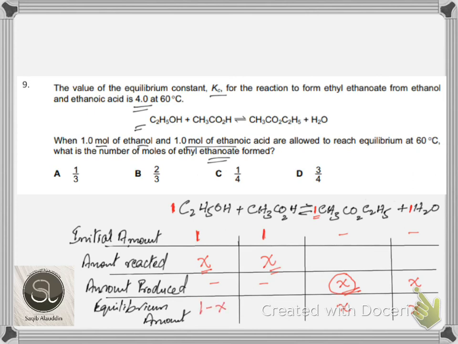So what is the amount of alcohol and acid at equilibrium? 1 minus X. 1 minus X, because initially you had 1 and X had reacted. So the amount which remains at equilibrium is 1 minus X and 1 minus X. Okay, now let's put all these values in the expression.